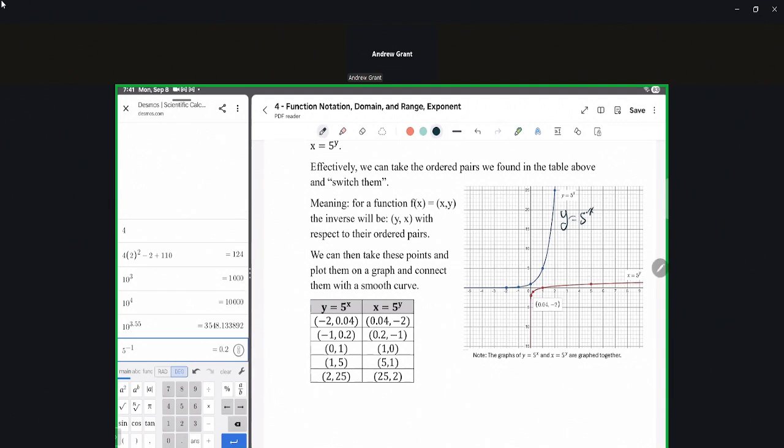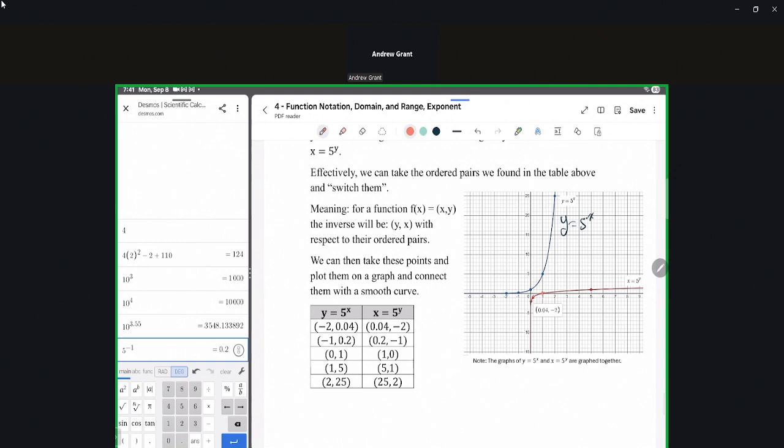So now we end up with 0.04 and negative 2, 0.2 and negative 1, 1 comma 0, 5 comma 1, and 25 comma 2. Here I plotted the points, or at least the first 4, because I can't fit 25 on my axis down here. Here's the point 0.04 comma negative 2, then 0.2 comma negative 1, 1 comma 0, and here's the point 5 comma 1. And you can see that I switched them.